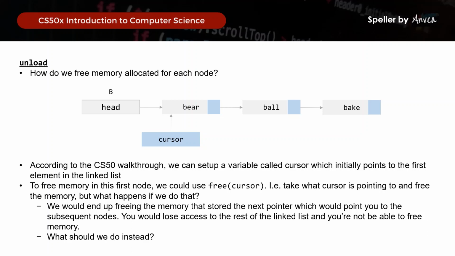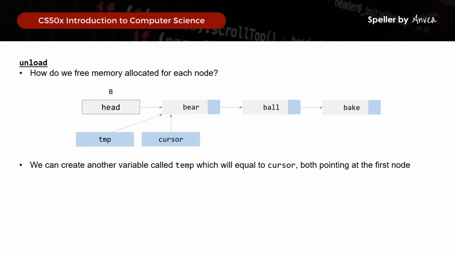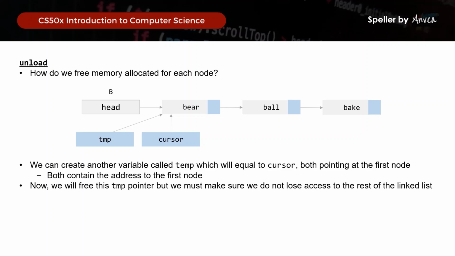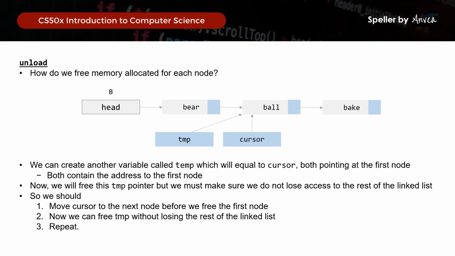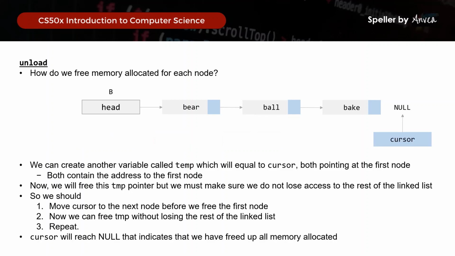We can create another variable called temp, which will equal the cursor, both pointing to the first node. So both will contain the address of the first node. Now we will free this temp pointer, but we must make sure we do not lose access to the rest of the linked list. So we should move the cursor to the next node before we free the first node. Now we can free temp without losing the rest of the linked list. The cursor will then reach null, which indicates we have freed up all the memory allocated.